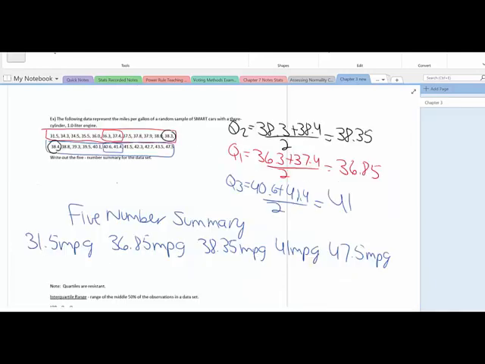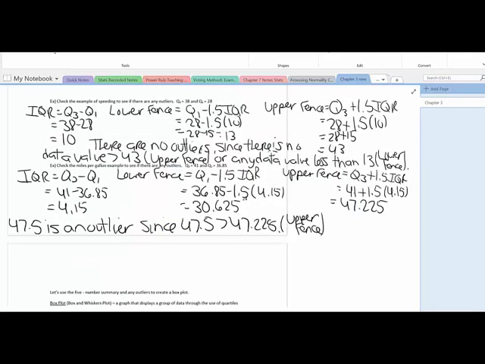Okay, so here's the data set then. So there is no data value less than 30.625 because the least data value is 31.5. But we do have a data value that's greater than 47.225, and that's this data value of 47.5. So 47.5 is our outlier in this problem. So let's go write that on the paper now. So 47.5 is an outlier since that particular value is greater than 47.225, which is our upper fence.